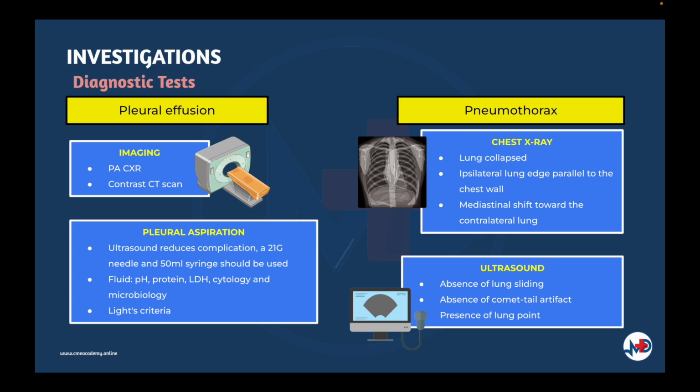The lab result obtained will then be applied in the Light's criteria, where in exudative pleural effusion the protein level is more than 30 grams per liter, while in transudative pleural effusion the protein level is less than 30 grams per liter. Exudative is likely if pleural fluid protein divided by the serum protein is more than 0.5, or if the pleural fluid LDH divided by the serum LDH is more than 0.6, or the pleural fluid LDH is more than 2/3 of the upper limit of normal serum LDH.